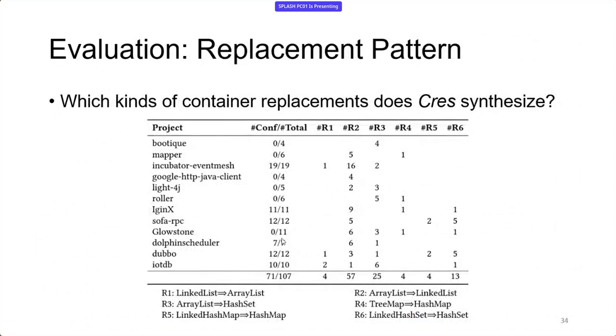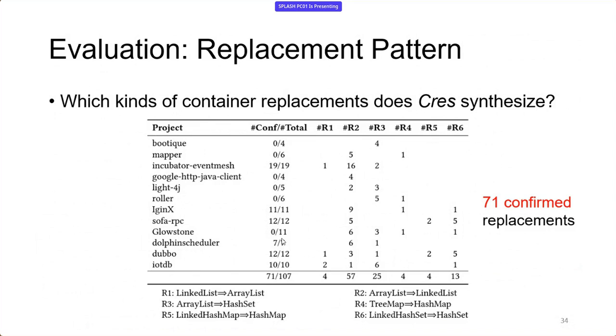And also we categorize the synthesized replacement patterns. Apart from the ones we mentioned before, Cres can also discover the replacement of a tree map with a hash map if it finds that we do not traverse this tree map or do not get any information about the keys. So we can use a lightweight hash map directly. We generate 107 replacements here, and particularly 71 replacements have been accepted and confirmed by the developers.